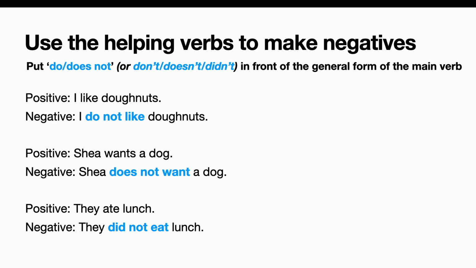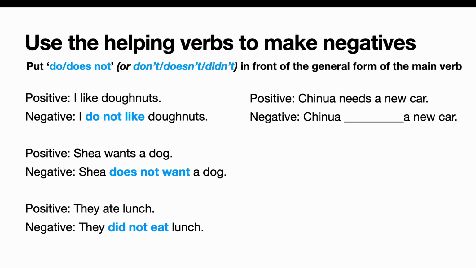And in our last example, they ate lunch. There is no helping verb here, so to make this negative, we would have to add do plus not. And because ate is a past tense verb, it's the past tense of eat, we have to use did not instead of do not. And then we have to change ate back to its general form, which is eat. So they did not eat lunch. Now you can practice.